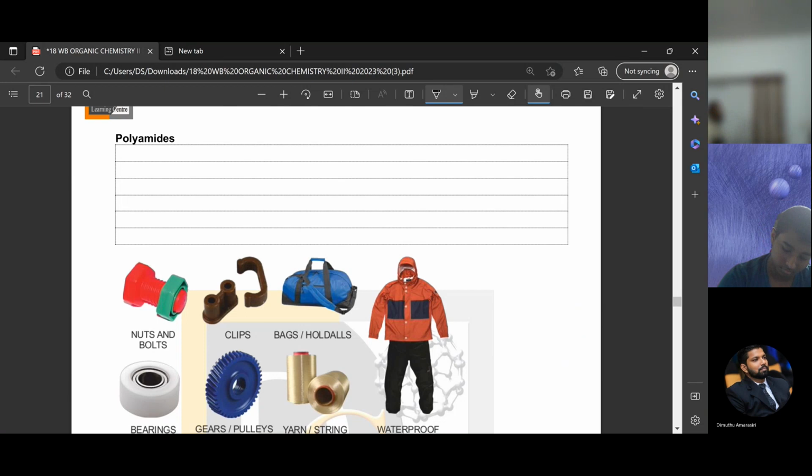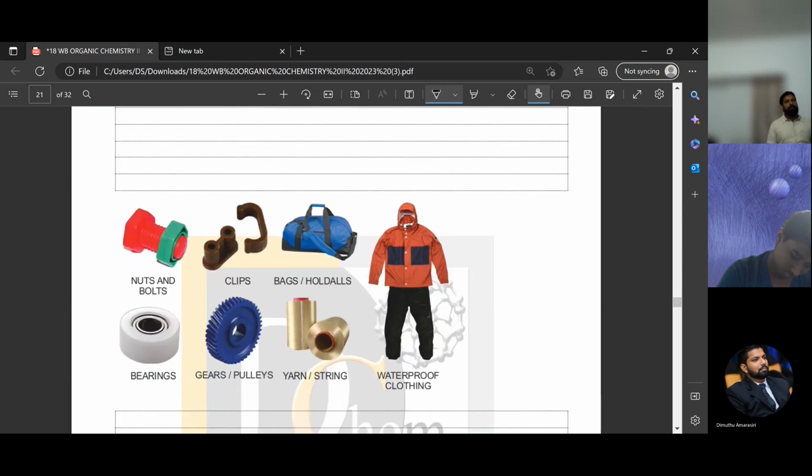Next point, synthetic polyamides. Synthetic polyamides are widely used in the clothing industry, machineries, and making yarns and strings, fishing nets, yarns and strings.